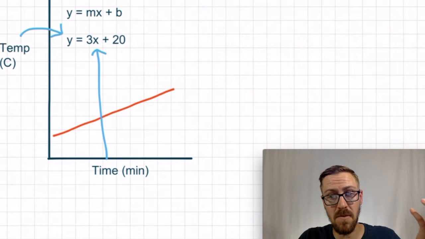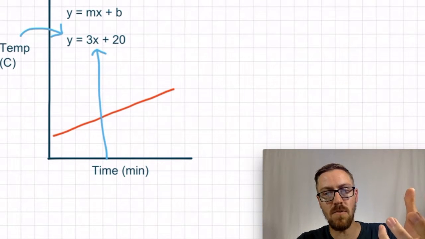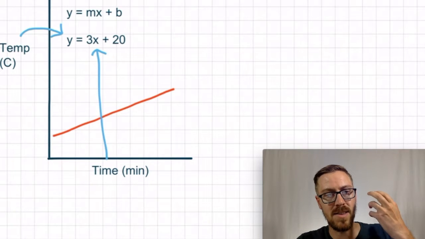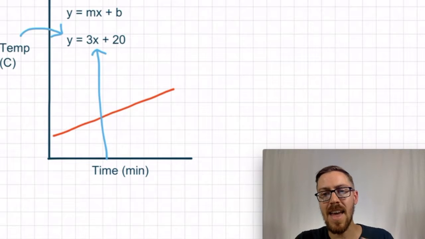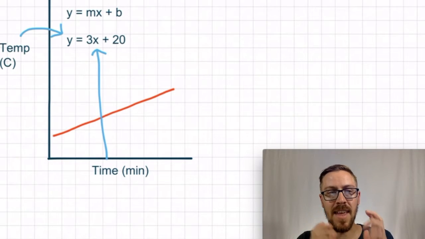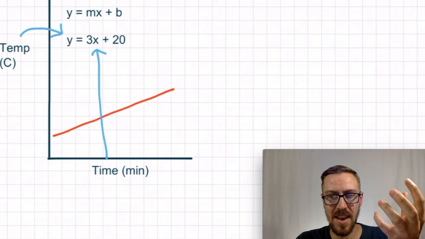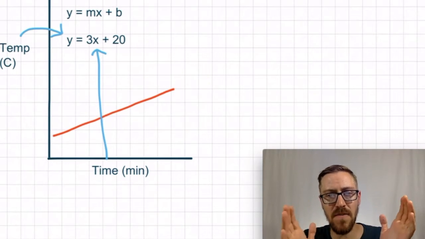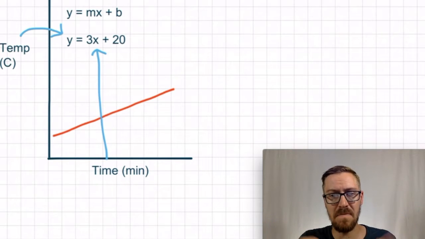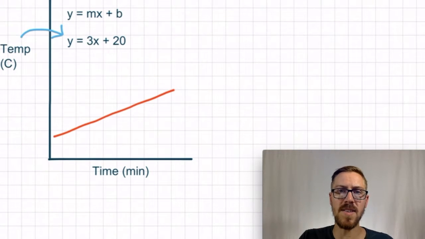And so what this equation lets us do then is that if I were to give you a time, you could plug that time in where the x is and use your math to get a prediction for temperature. This is called a function, where you put something in, it's an input, and it gives you an output. So we have our function for this specific experiment that we did where we watched the temperature increase 3 degrees every minute, starting at 20.